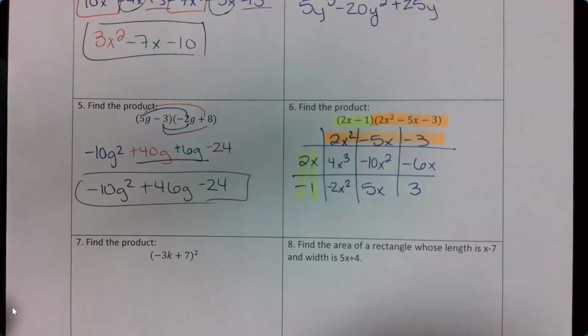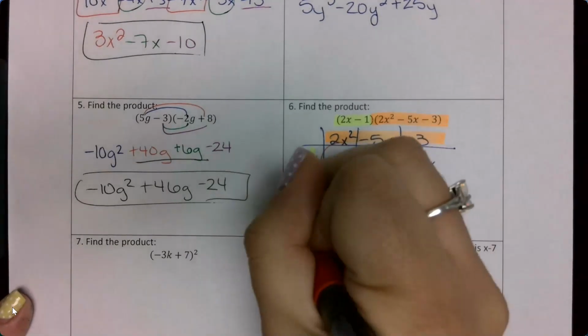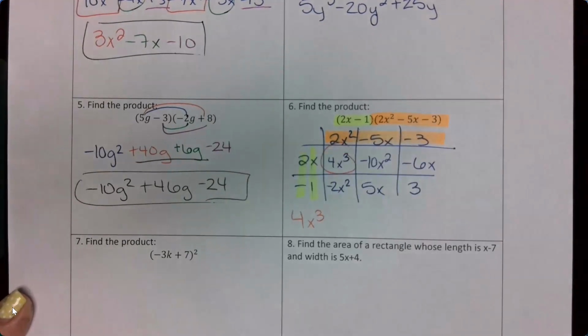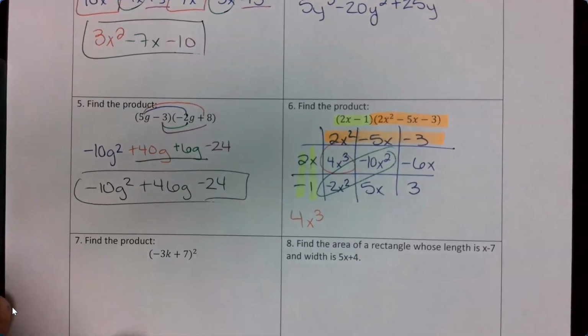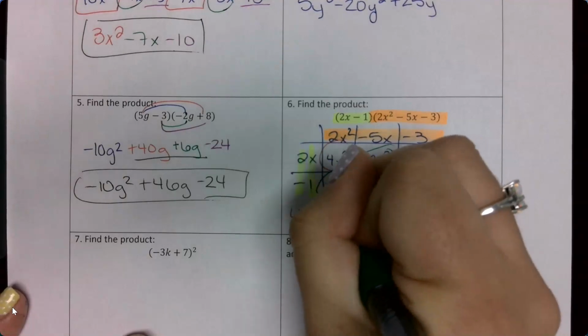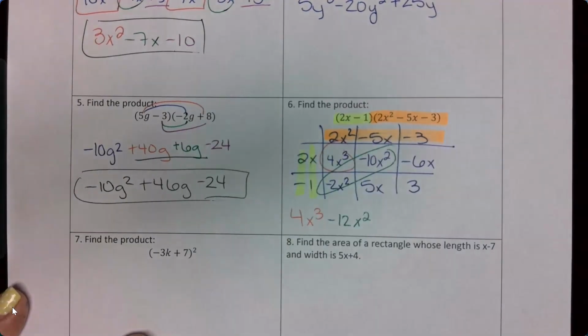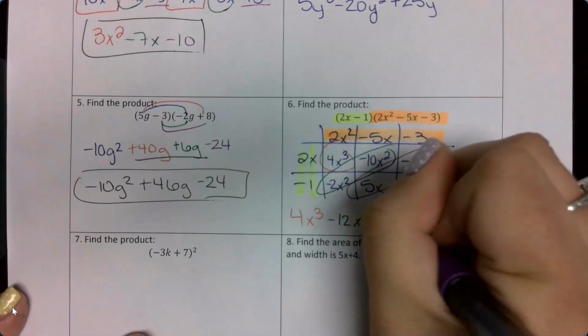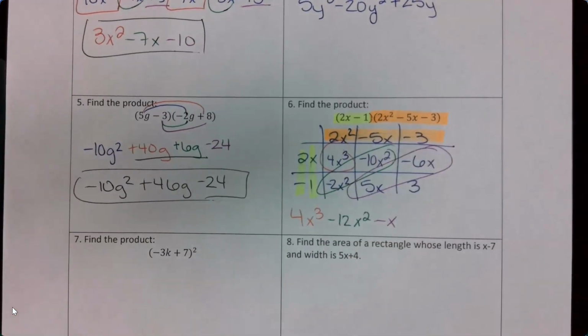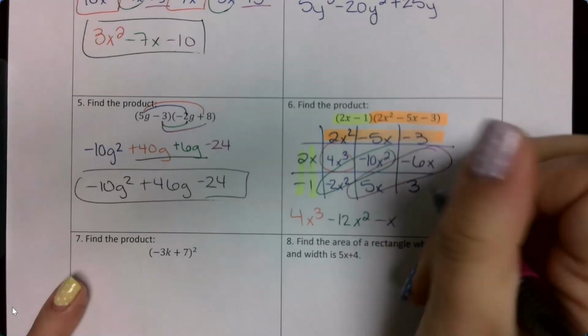Then I want to go ahead and combine like terms. So I have 4x cubed and nothing else to combine it with. Negative 2x squared and negative 10x squared. These ones I am just adding like terms together. So negative 12x squared. 5x minus 6x gets me negative x. And then I have this 3 at the end.